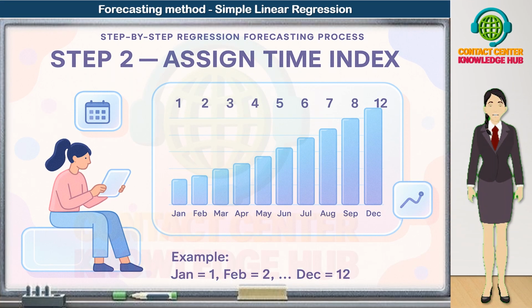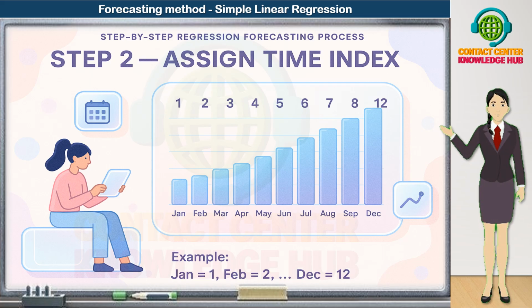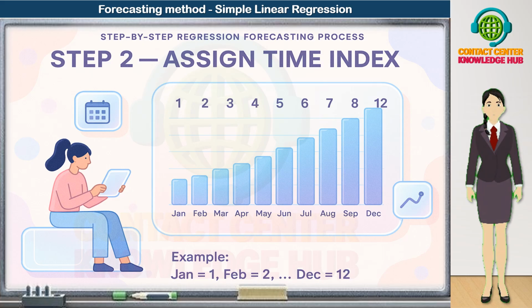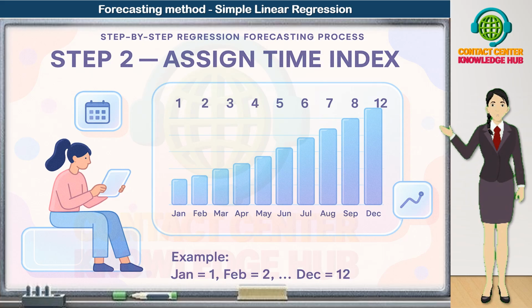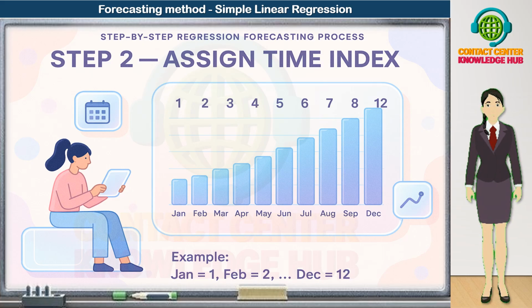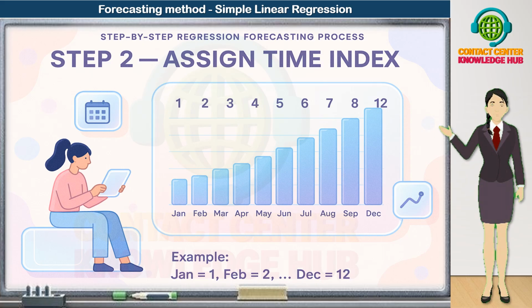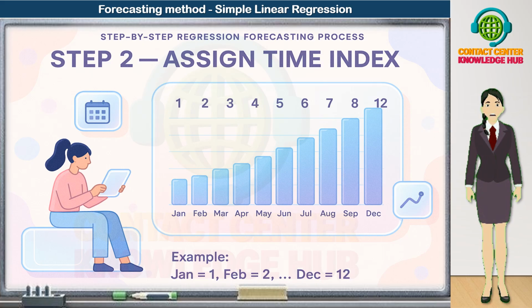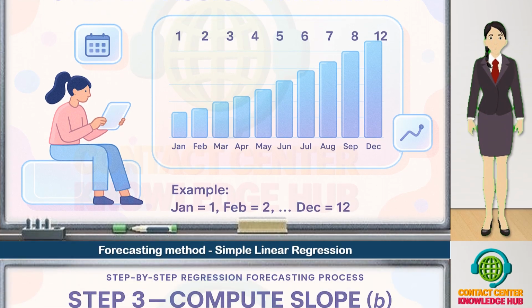Step 2. Assign the time index. In this step, we convert each month into a numerical value so the regression model can understand the sequence of time. Start with January as 1, February as 2, March as 3, and continue this pattern until December, which becomes 12. This numbering helps the model identify how values change as time moves forward. Remember, assigning a time index is essential because regression needs numerical inputs to detect trends over time.